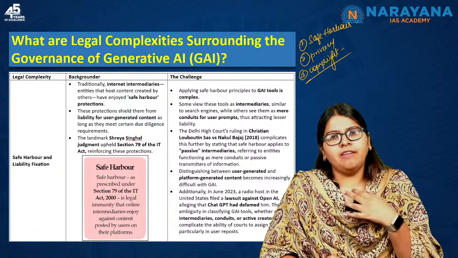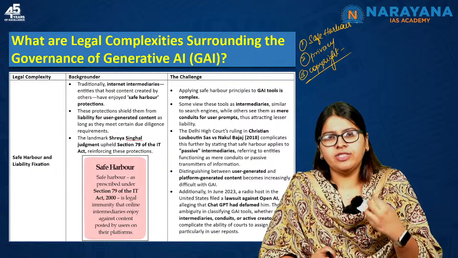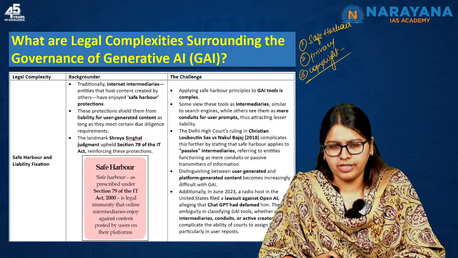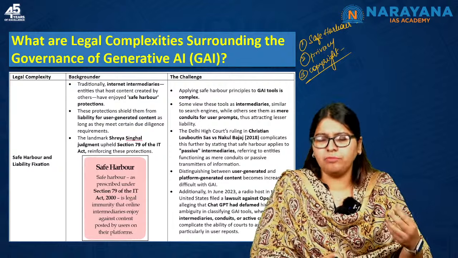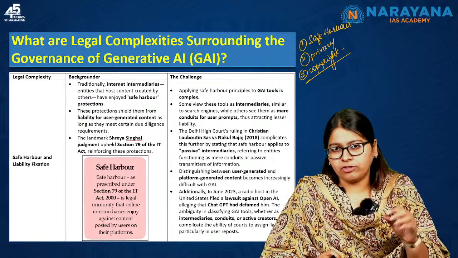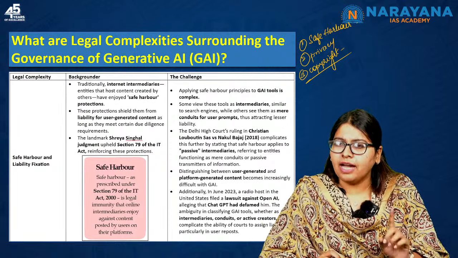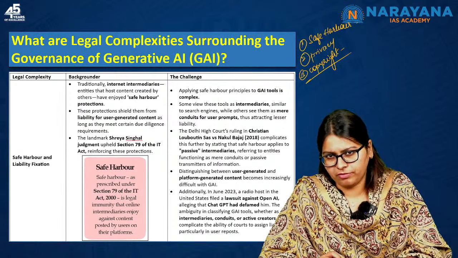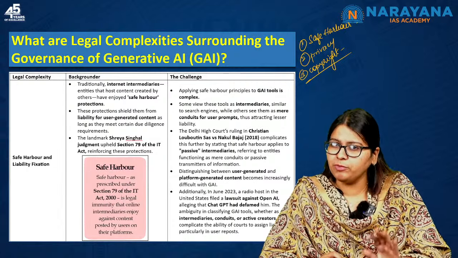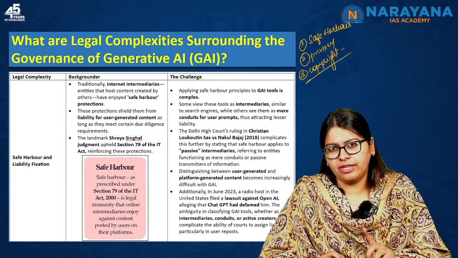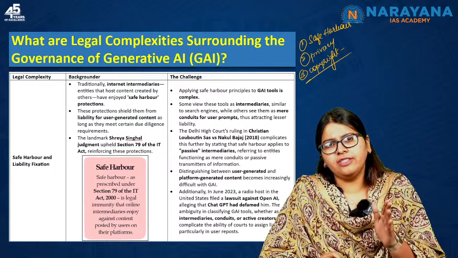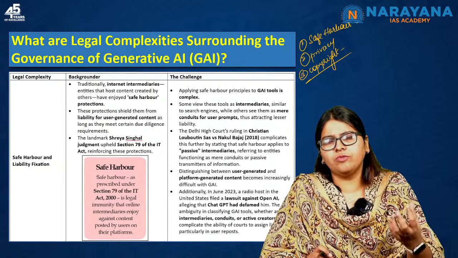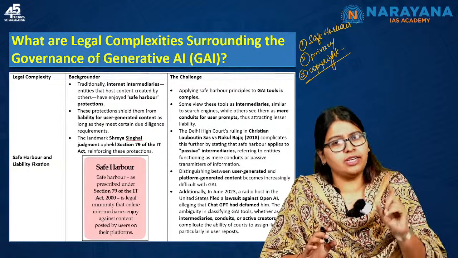For example, if I generate some content which is very sensitive with respect to religion or the ruling government or whatever it is, and I post it on Instagram or on Twitter, and then it becomes very sensitive, what happens? Only I am accountable for it, but the platform is not accountable for it, and this has been upheld by the Supreme Court as well. So this is one of the challenges, and also we need to know that there is no proper demarcation on what is user generated content as well as what is AI generated content. That is also one of the challenges.